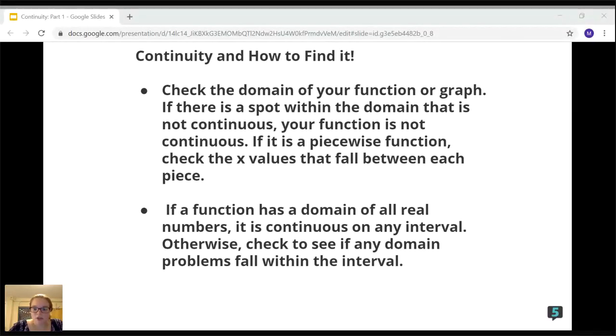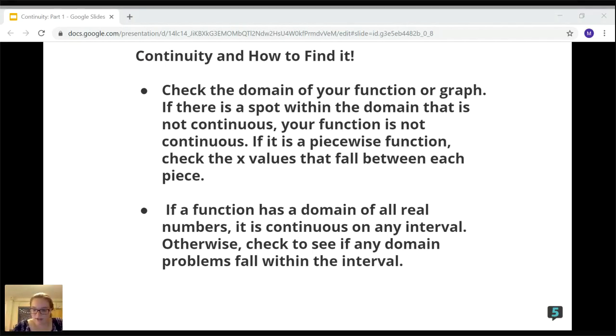With a piecewise function, we really just have to check every point where the pieces swap, where they split up. We have to check all of those because they might not line up, and sometimes they can. So if a function has a domain of all real numbers, like a polynomial function, it is continuous on any interval, and otherwise we just check to see if there are any domain problems on the interval or if it's piecewise.